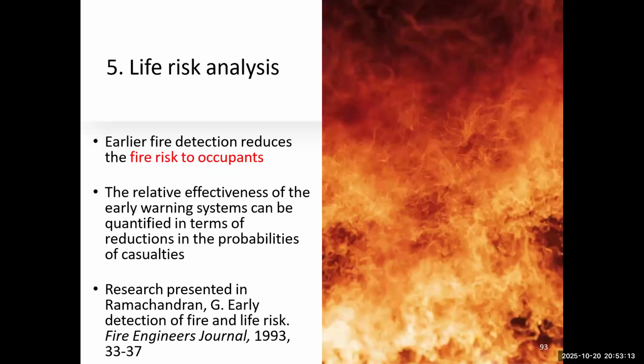Okay, so after system reliability, we have our life risk analysis. The life risk analysis is the ultimate application of everything we have learned. So we focus our analytical tools on the most important consequence, the risk to human life. The central thesis is clear: earlier fire detection reduces the fire risk to occupants. So we can actually quantify the effectiveness of early warning systems in terms of the reduction in the probability of casualties, as demonstrated in similar research.